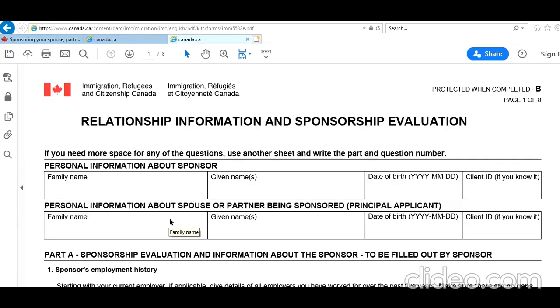Alright, so this says if you need more space for any of the questions, you can use a separate sheet and write the part and question number. Okay.